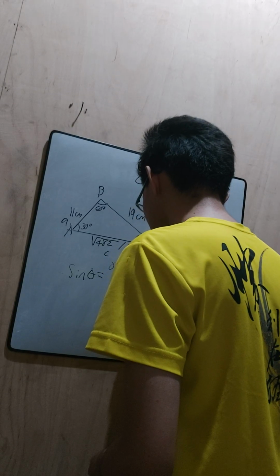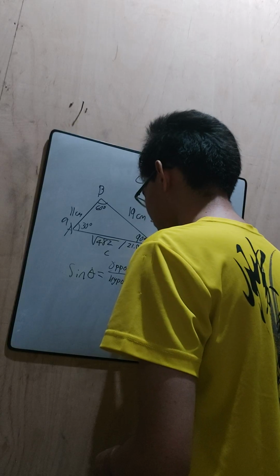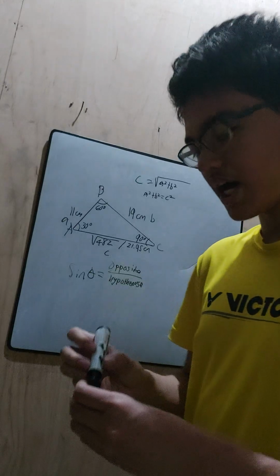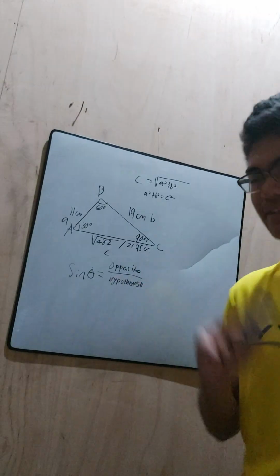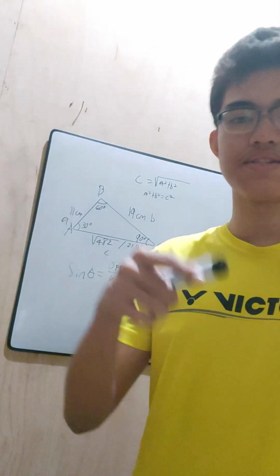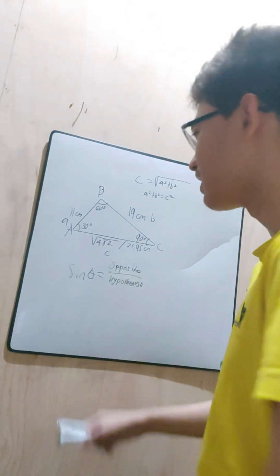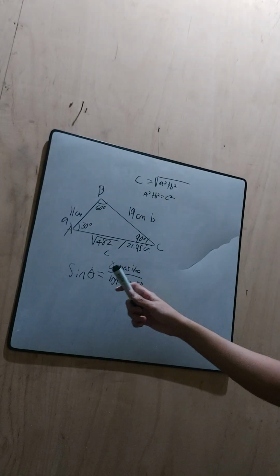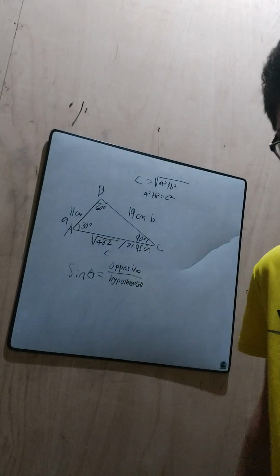Opposite over hypotenuse. Did I just say adjacent? Yeah, sorry guys. I meant sine theta is opposite over hypotenuse. The reason why I accidentally said adjacent is because the trigonometric ratio that I'm obsessed with the most is tangent. I love tangent. That's why I accidentally said that. But the correction is opposite over hypotenuse.